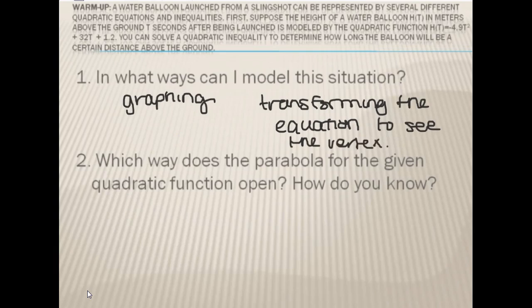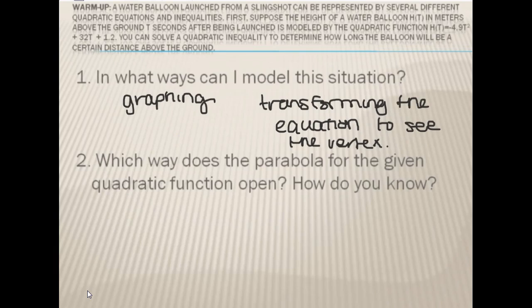By knowing the vertex, we will know the maximum height that the water balloon reached. We will know when the water balloon is halfway through its path. And by knowing when the water balloon is halfway through the path, we can double that time in order to find when the water balloon hits the ground.